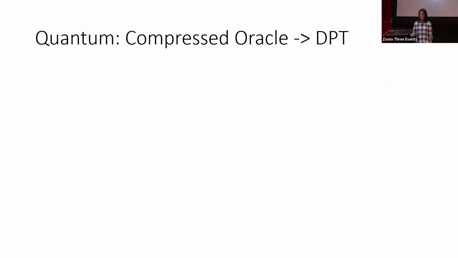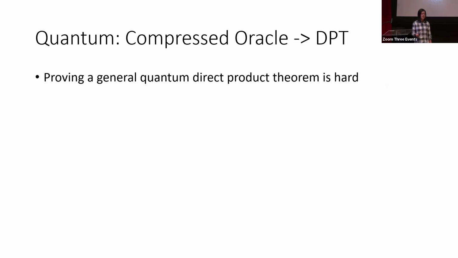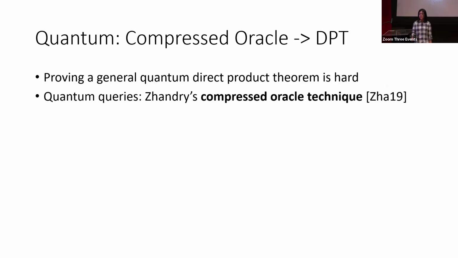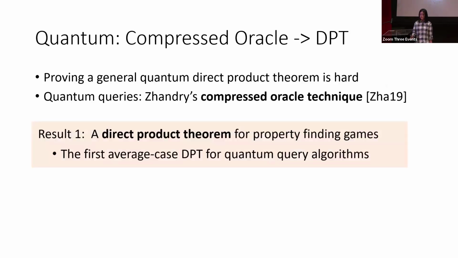For our quantum results, we try to follow a similar framework to our classical result, but it is generally hard to prove a quantum direct product theorem. So we only analyze some more structured games, like property finding games, which include collision finding games. Also, now we need to handle superposition queries, so we apply Zhandry's compressed oracle technique to handle these QROM queries. And we get two results from that. The first result is a direct product theorem for property finding games within the compressed oracle framework. This is also the first average case direct product theorem for quantum query algorithms.